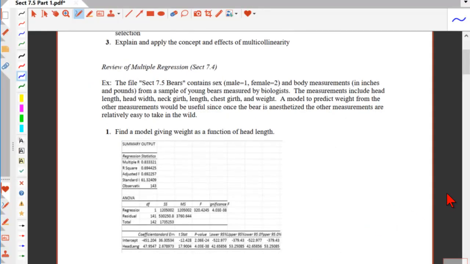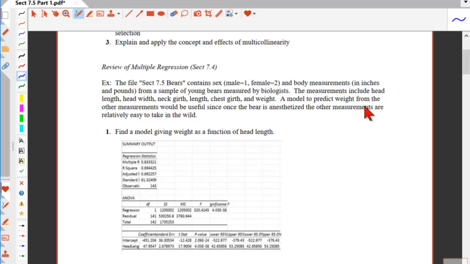And you might say, big deal, but believe it or not, there are people, zoologists, whose job it really is to study such things. For example, if people are administering a national park or other wildlife reserve, they might want to know something about the health of the bears in the wild. A model to predict weight from the other measurements would be useful.